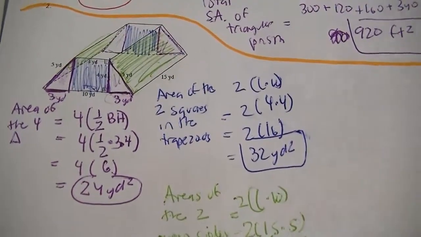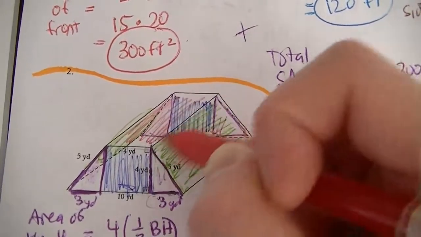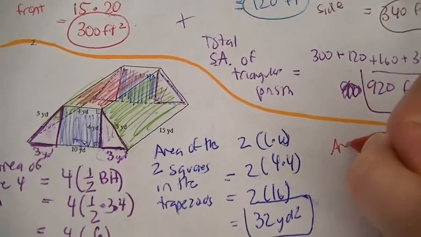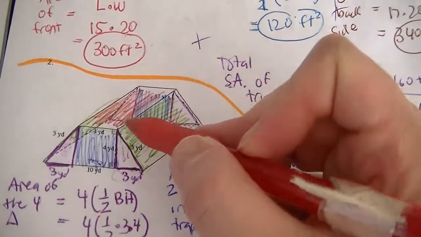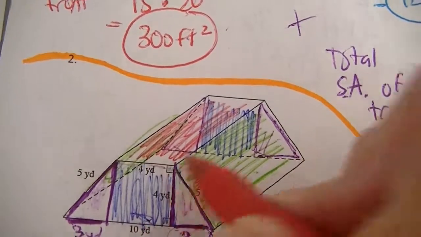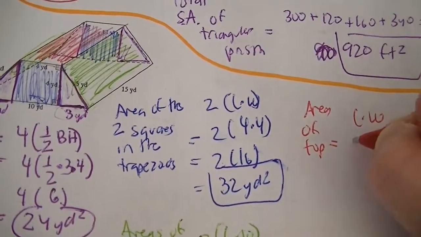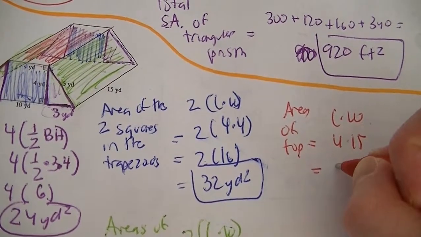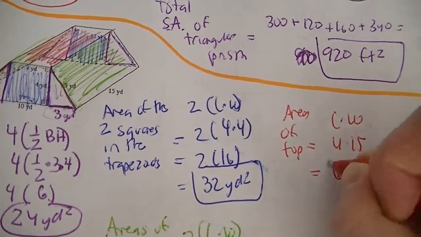Now the next little side that I'm going to go ahead and find the area of is that top part. And it is not congruent to the base because you'll see the base is much wider, okay? And I'm not going to multiply that by 2 simply because it's not congruent to the bottom. It's not equal to the bottom. So its dimensions are 4 yards by 15. And 4 times 15 is 60 yards squared.